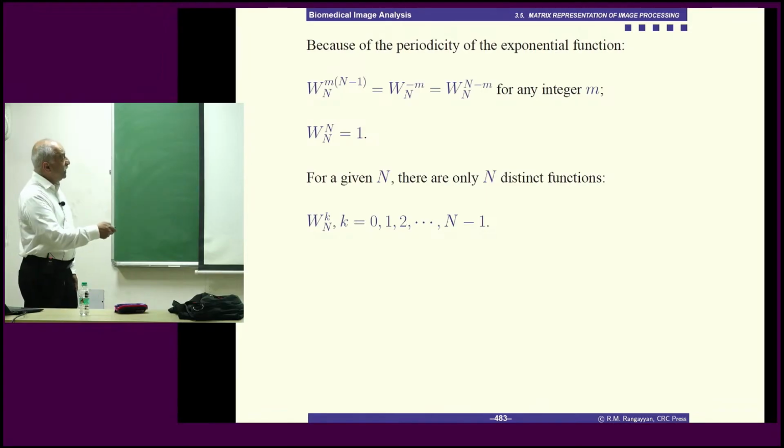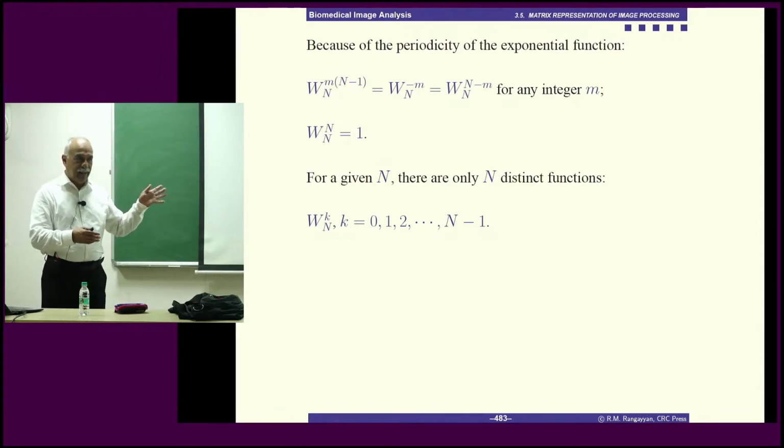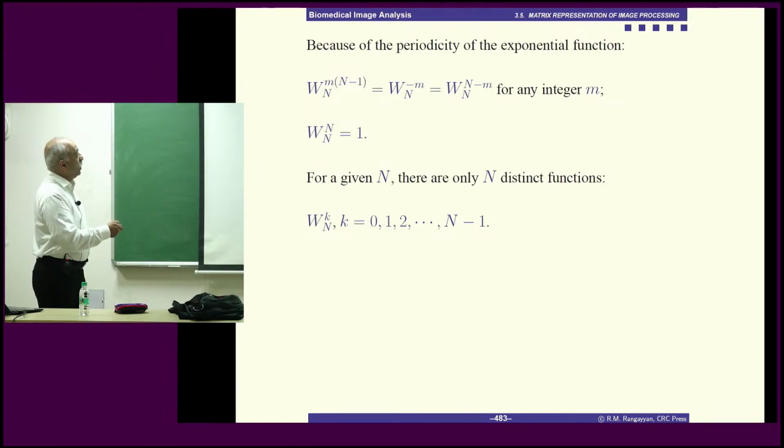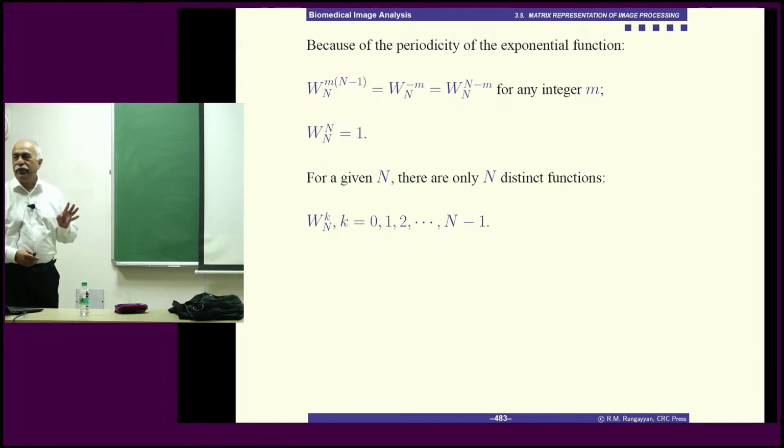So for a given n, there are only n distinct functions. It's an n by n matrix, n square values, but there are only n values that are unique and they are repeated. So W to the power of k sub n, those are the unique values. Others are just repetitions.